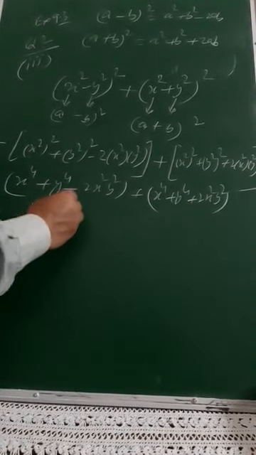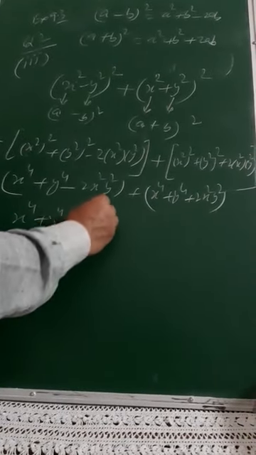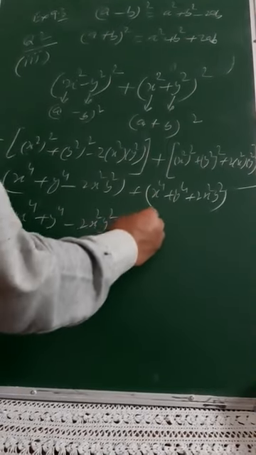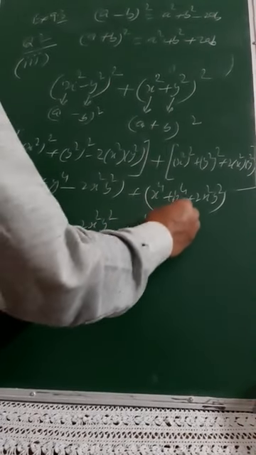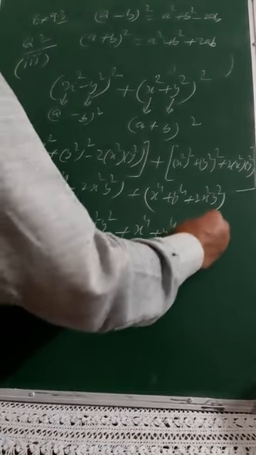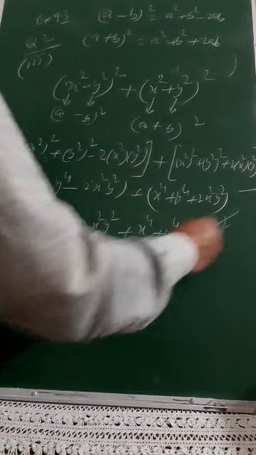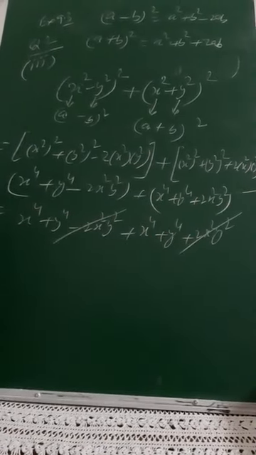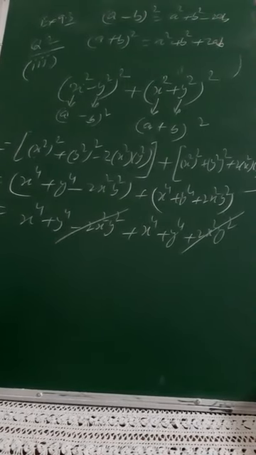x raised to the power 4, y raised to the power 4, minus 2x square y square, plus x raised to the power 4 plus y raised to the power 4 plus 2x square y square. These two you can cancel, they are the like terms. One is in plus and one is in minus.